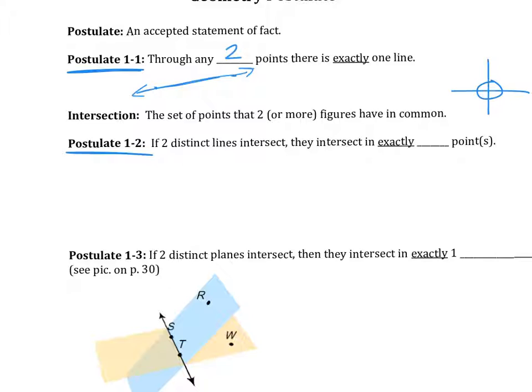So postulate 1-2 says if two distinct lines, distinct meaning different, so you can't have two lines on top of each other, then they become the same line. But if two different lines intersect, they will intersect in exactly how many points? Yes, one point, right? If I have a line here and another line here, their only place of intersection is that one point, okay? We'll call it point A for now. So they will intersect in exactly one point.